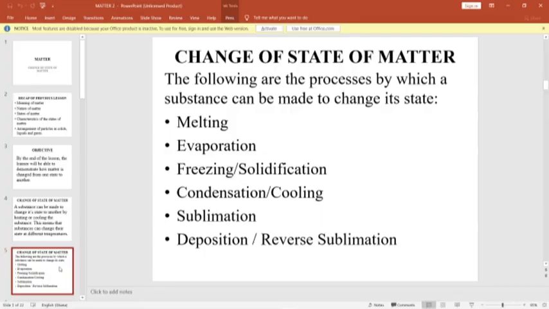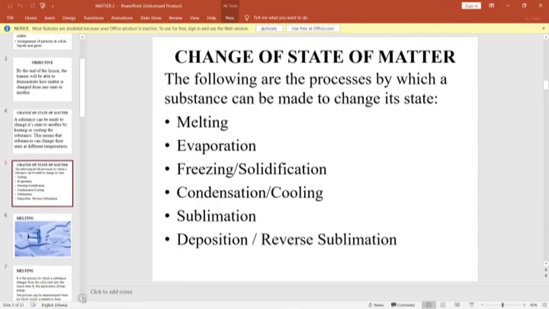So we've seen the processes that lead to the change of state of matter. Before we start with our exercise, once again, we've seen melting, evaporation, solidification, condensation or cooling, sublimation, and then reverse sublimation or deposition. Now let's quickly answer some few questions.